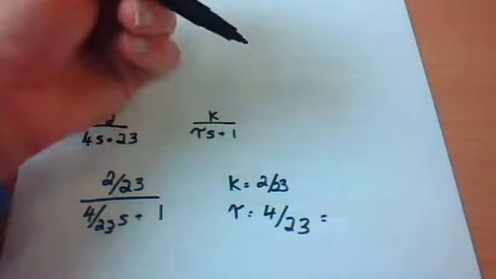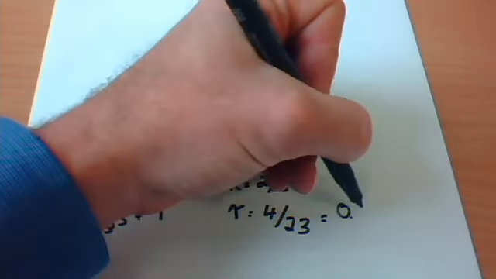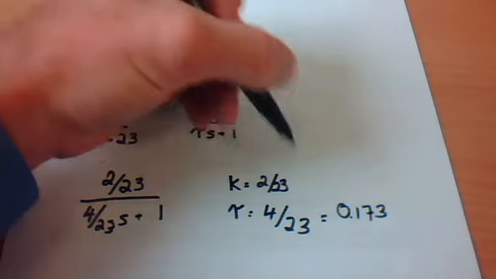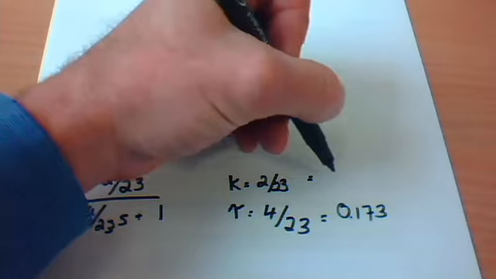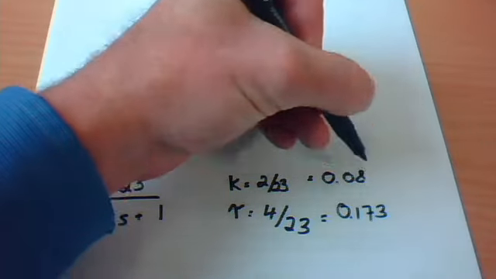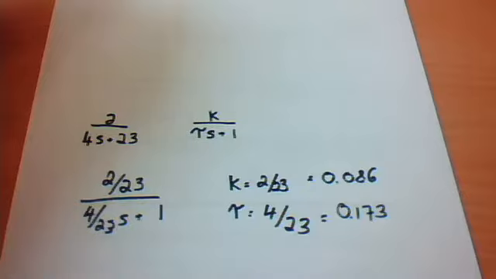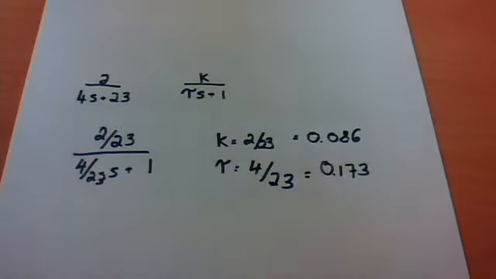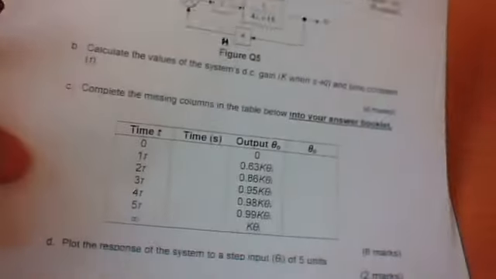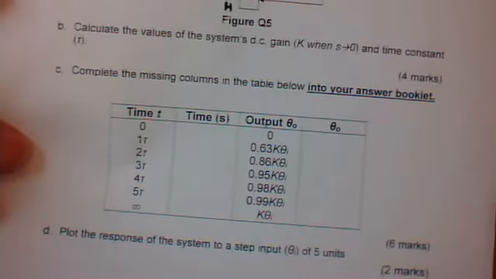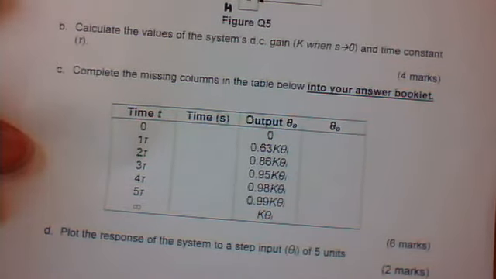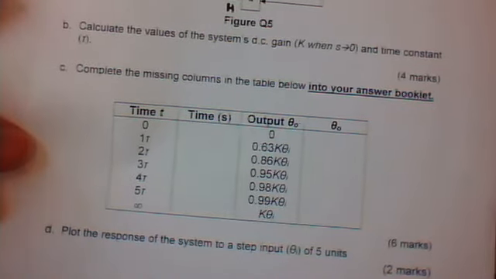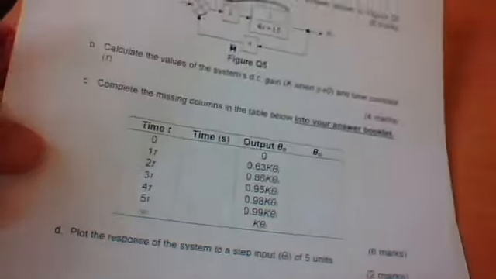Which if we calculate that out is 0.173. And k here is 2 over 23, which is 0.086 or thereabouts. Okay, so that's part B. Now part C asks for a table. So complete the missing columns in the table below into your answer booklet. So we've got time in versions of tau. So we've got 1 tau, 2 tau, 3 tau, 4 tau, 5 tau.